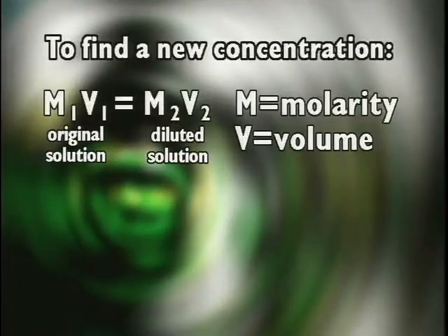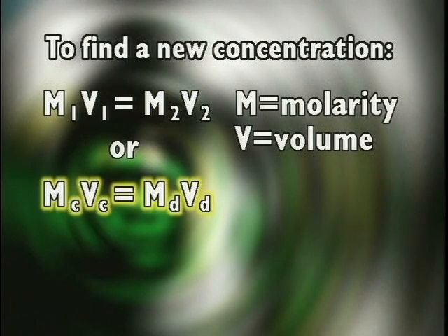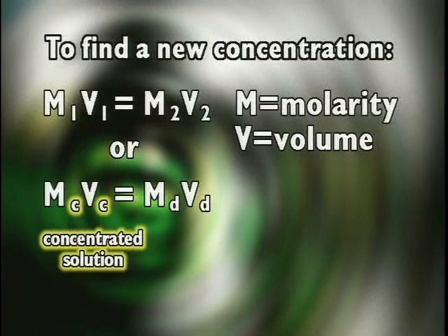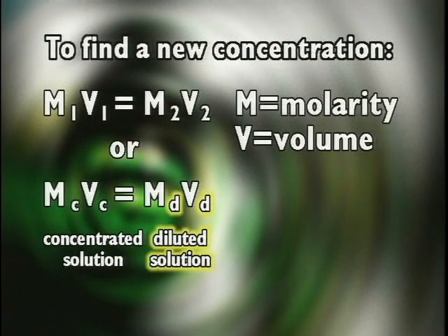We can find the new concentration with a simple equation. The molarity times the volume of the original solution equals the molarity times the volume of the diluted solution. You might see the same equation written with C's and D's as the subscripts. It means the same thing as the equation with 1's and 2's as subscripts. The C's stand for concentrated solution, your original solution, and the D's stand for diluted solution.